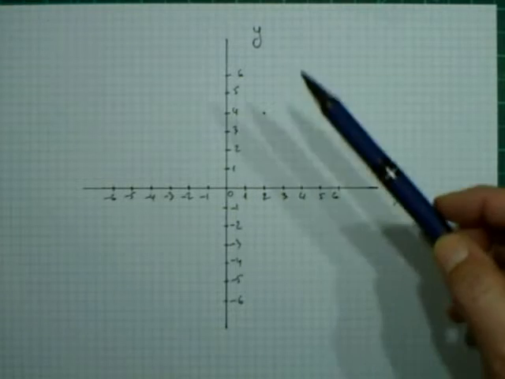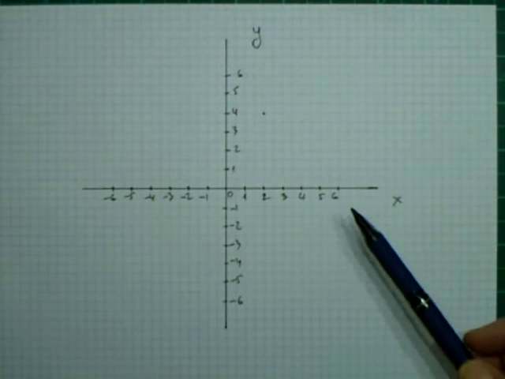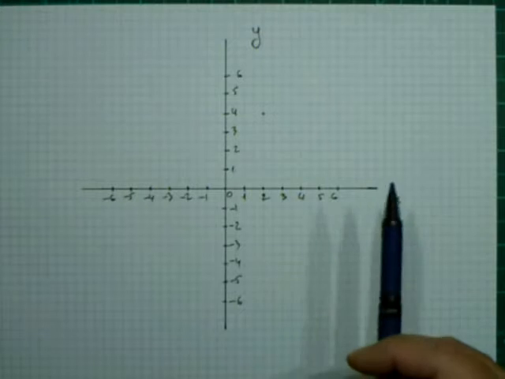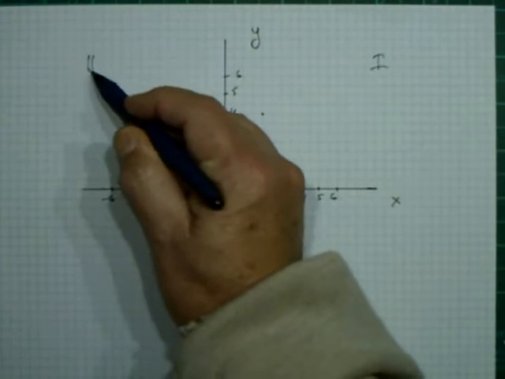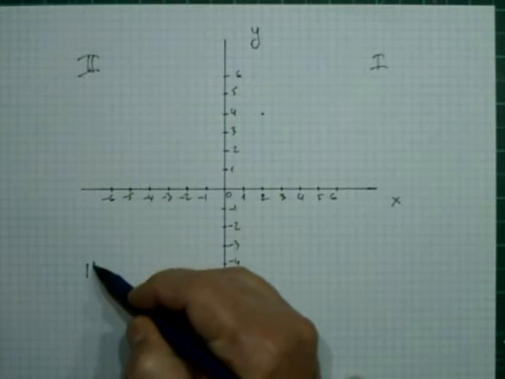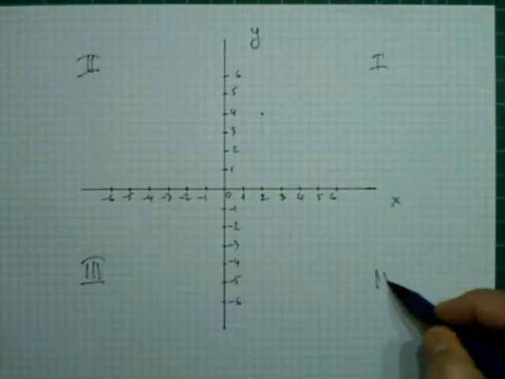These axes divide the plane into four quadrants. This is the first quadrant, this is the second quadrant, this is the third quadrant, and this is the fourth quadrant.